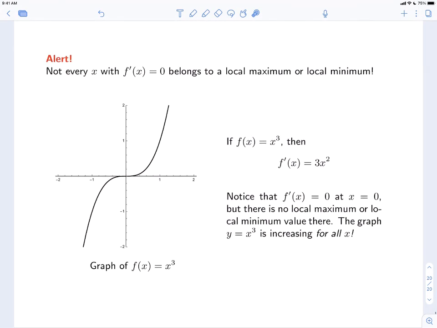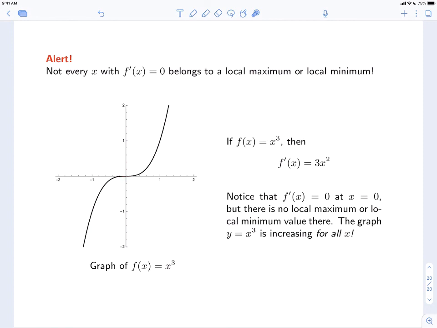We have a similar issue with the first derivative. If f'(x) is equal to 0, then that x might belong to a local maximum or a local minimum, but it might not. The classic example is f(x) equals x cubed. So in this case, f'(x) is equal to 3x squared. And you'll notice that that derivative is equal to 0 at x equals 0, but there is no local maximum or local minimum at x equals 0.